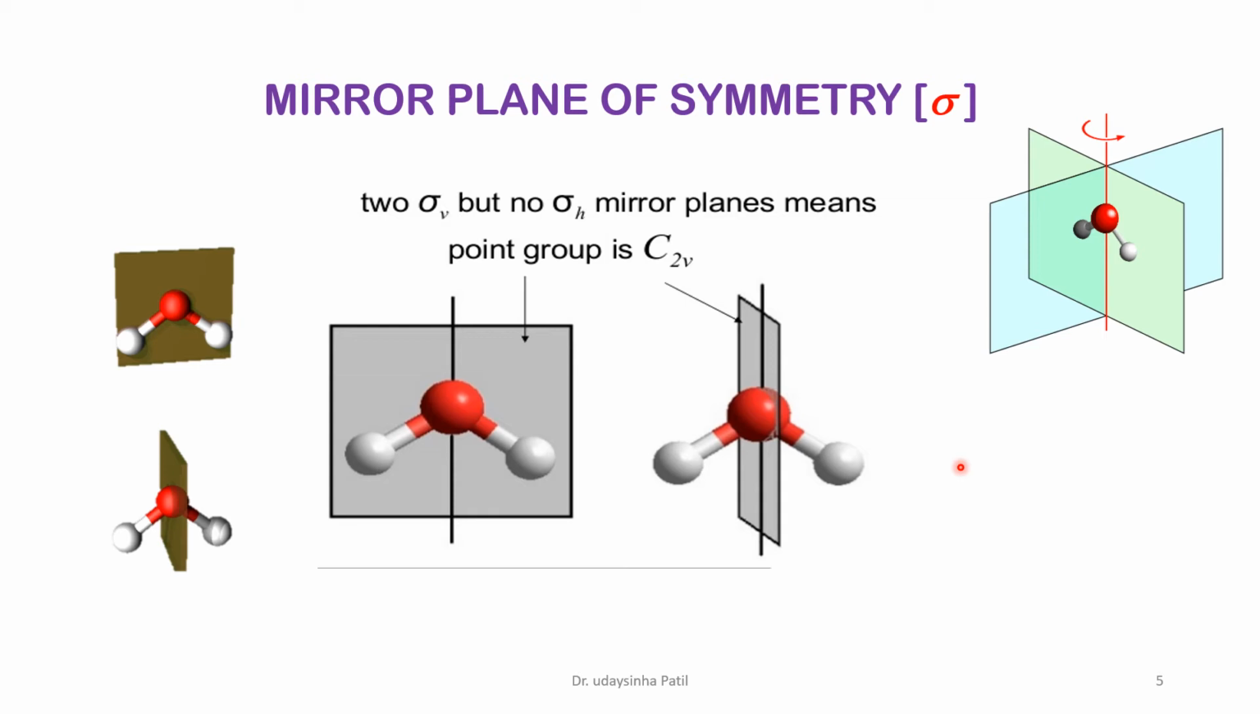When the imaginary plane which bisects the molecule into two equal parts is perpendicular to the principal axis, then there is the possibility of a horizontal plane of symmetry. And when the planes of two successive C2 axes are bisected by another mirror plane into two equal parts, then there is the presence of dihedral planes of symmetry. Therefore, we consider whether sigma V is present or sigma H is present. How to determine whether it is a horizontal plane or a vertical plane? Now, consider this structure.